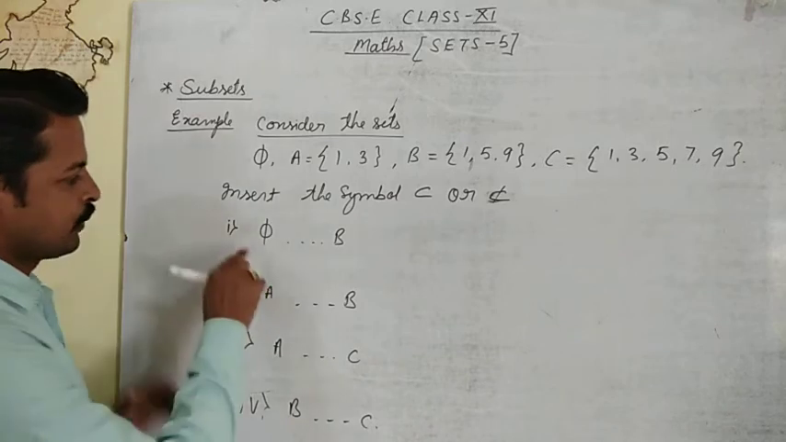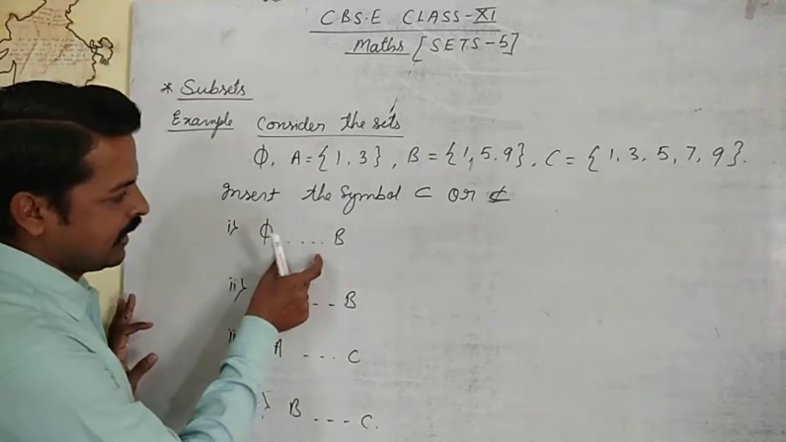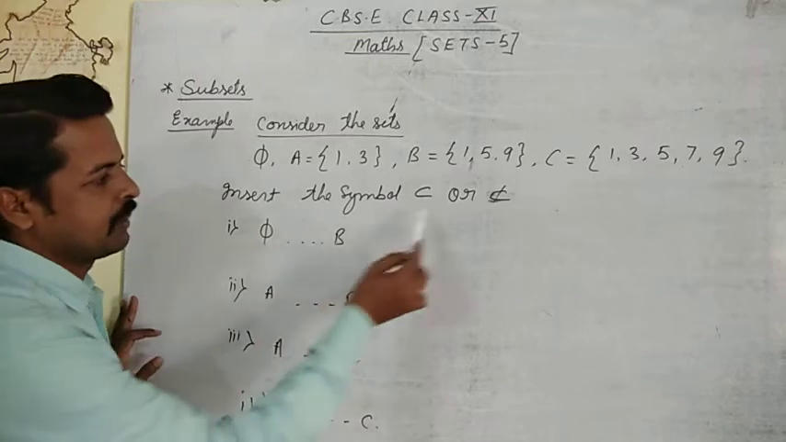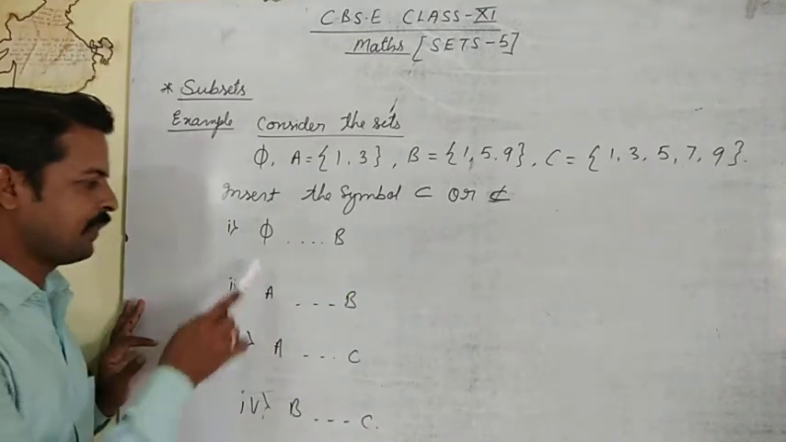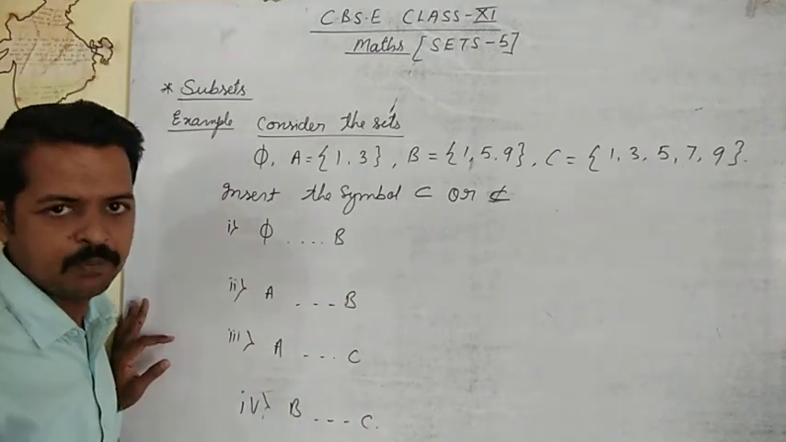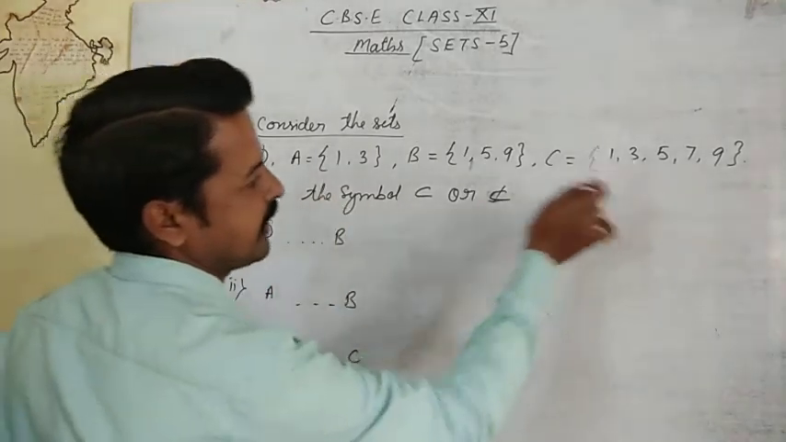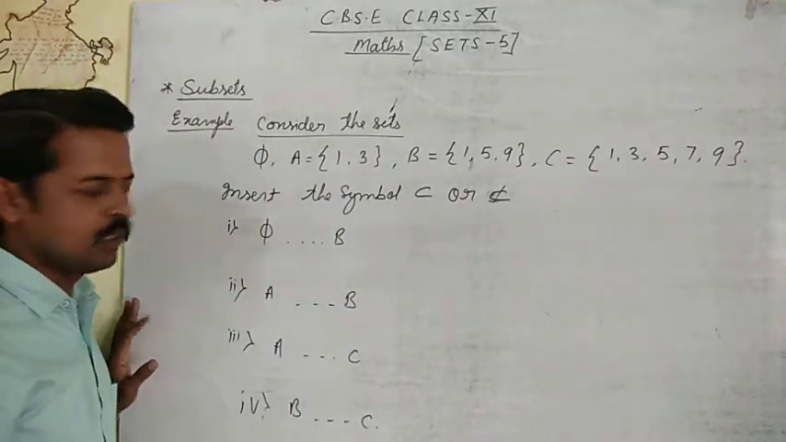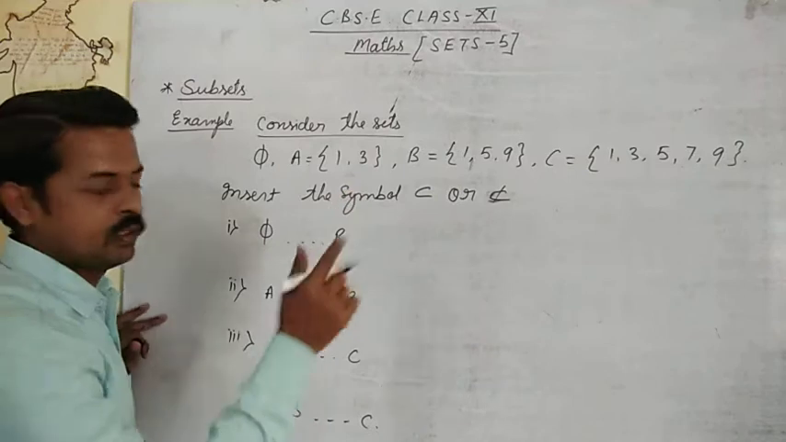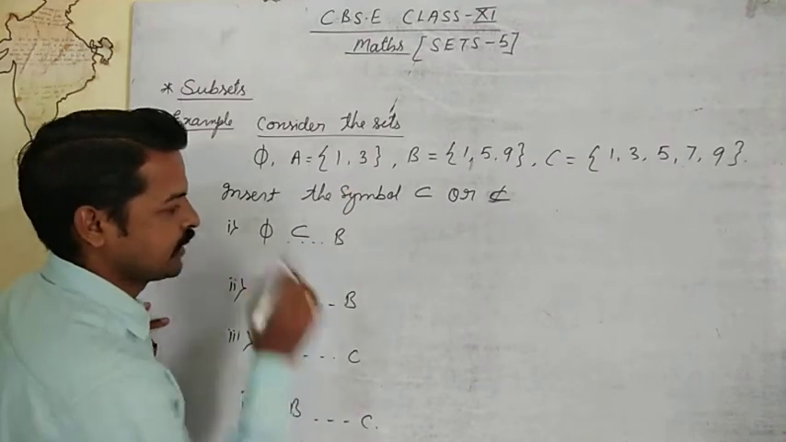See, the first question: the null set and B. So what will come here? This symbol or this symbol? See, the null set has no element in it. So the null set is a subset of every set. So we'll write here that the null set is a subset of B.